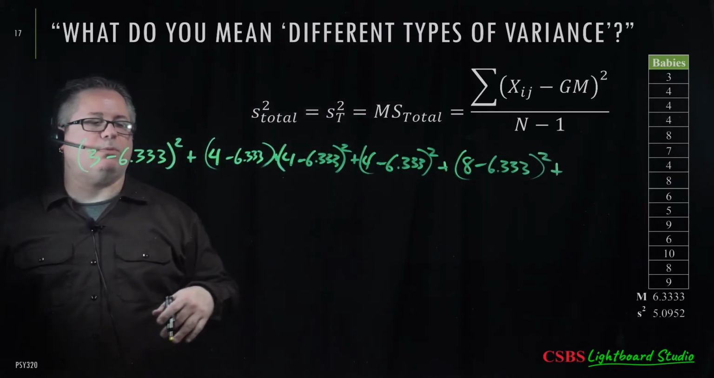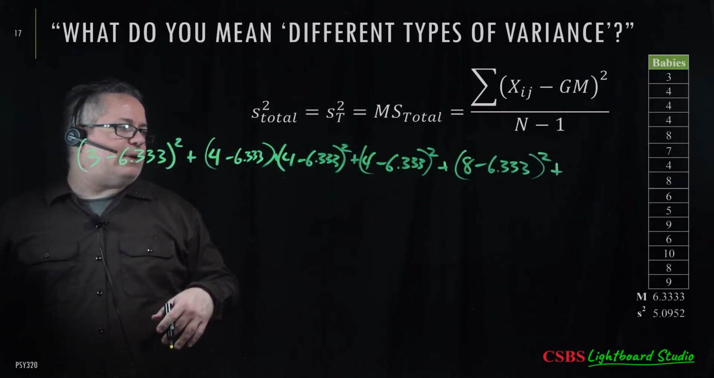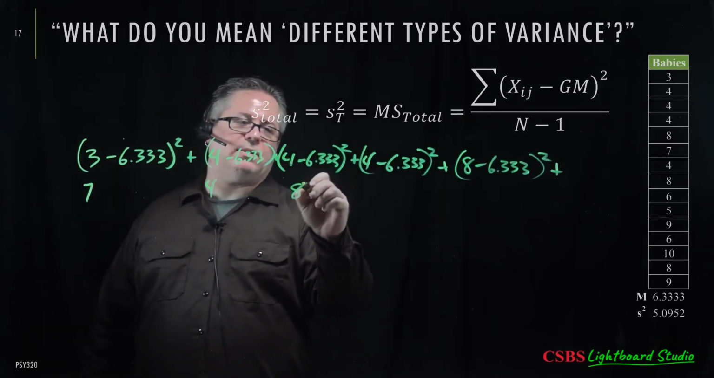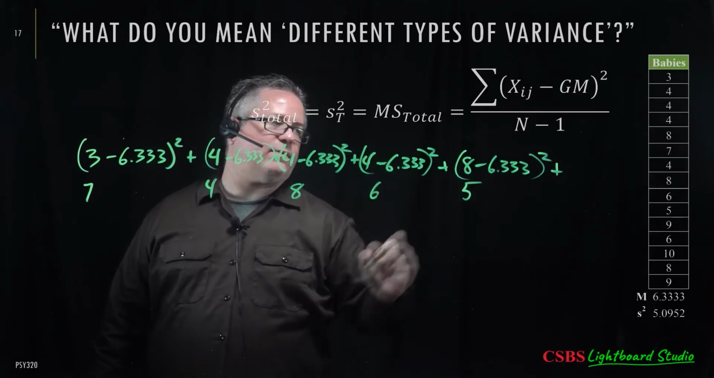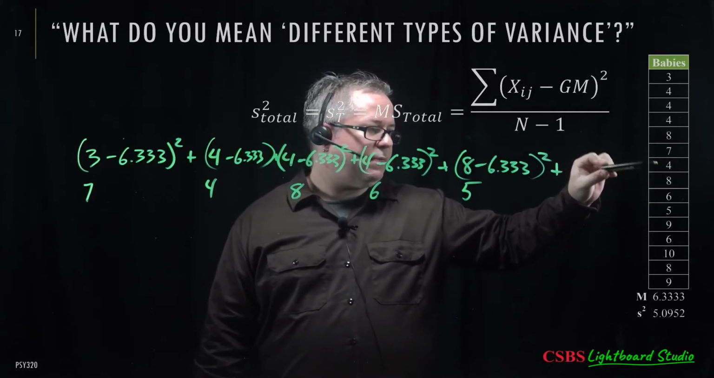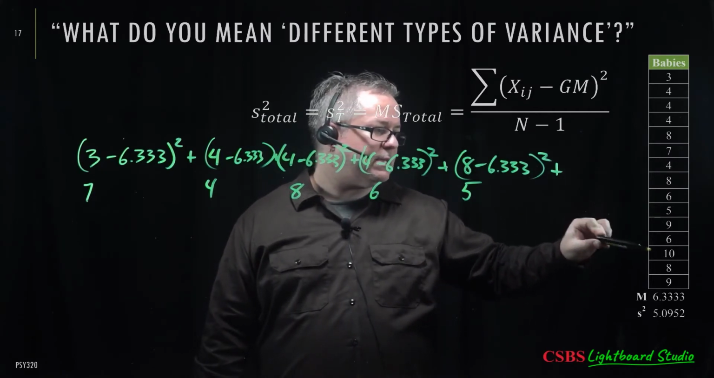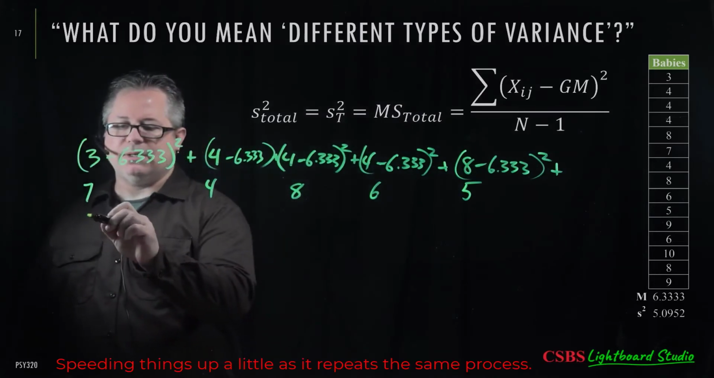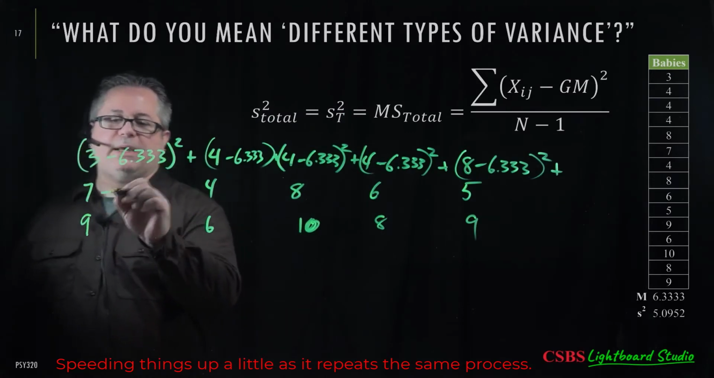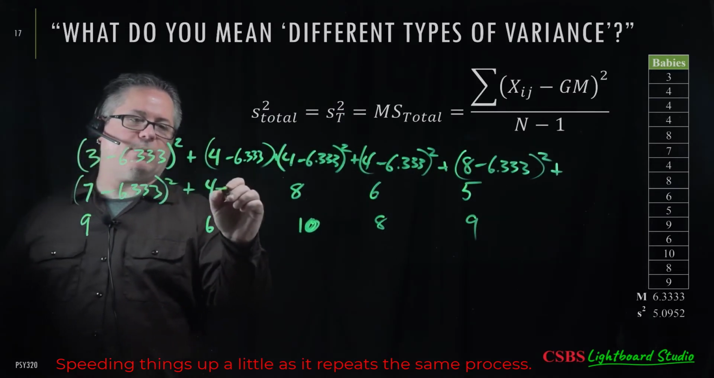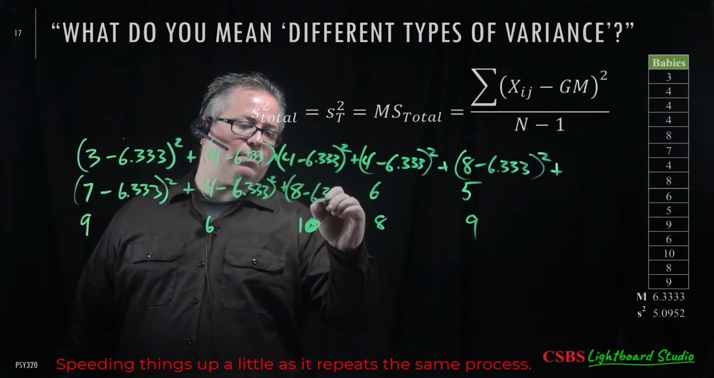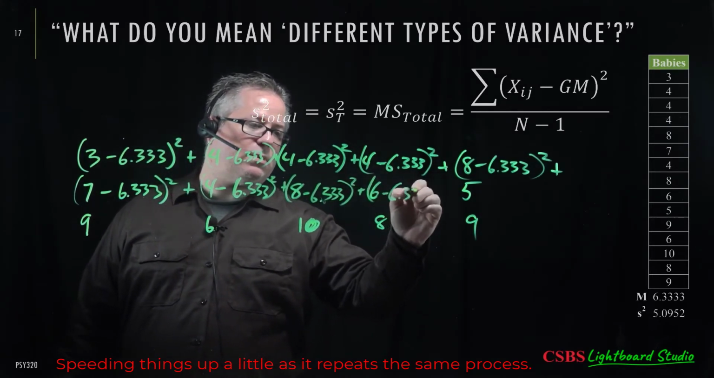Because now it's just one big group. So I need 7, 4, 8, 6, 5. Then I need a 9, 6, 10, 8, 9. Each minus 6.333 squared, and so on, plus 8 minus 6.333 squared. It's trying to make it a little easier.